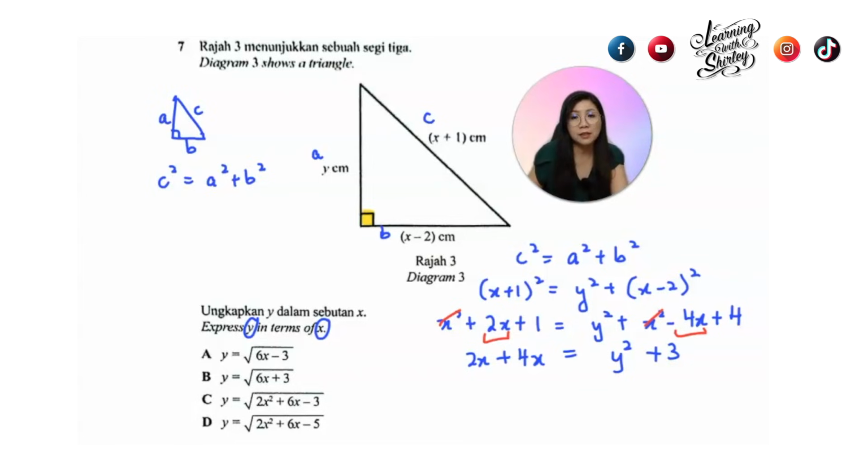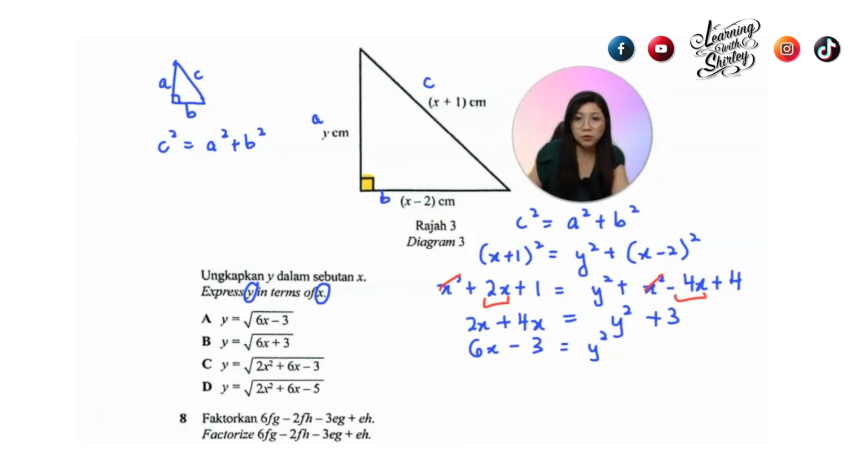2x plus 4x is 6x, right? Then plus 3, move over, so it becomes minus 3, equals y square. Okay, now we can swap it around so that y will be the subject on the left-hand side. So y square equals 6x minus 3. Okay, but they want y only, they don't want y square.